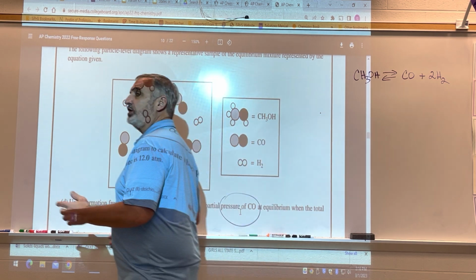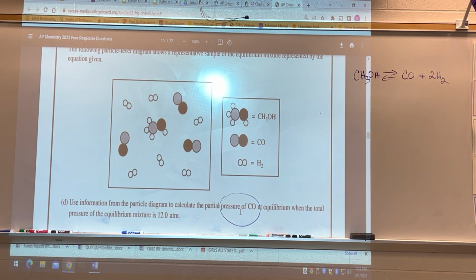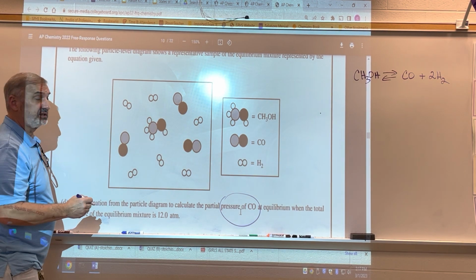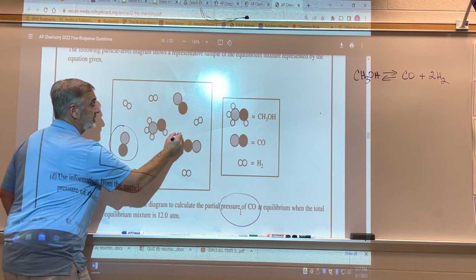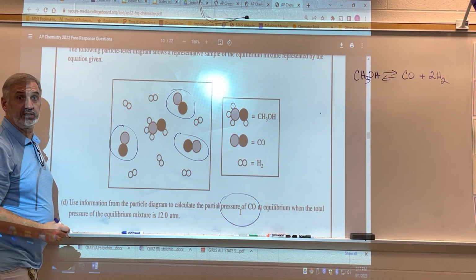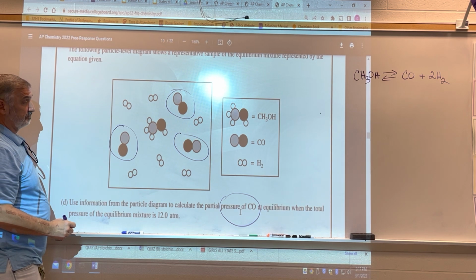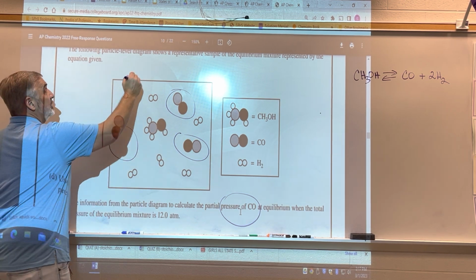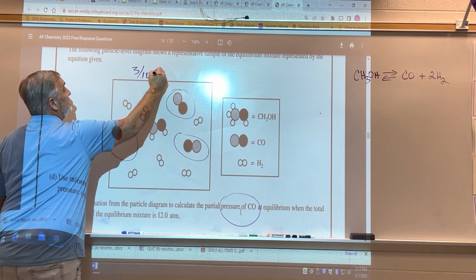There you go, because what causes pressure? Collisions. Whichever one has the most number of molecules has the most number of collisions, which is going to exert the greatest part of the pressure. Correct? So Kaylee, keep going. So how many COs do we have? There are 3 CO. 1, 2, 3. How many particles total are there? I think 10. So 3 out of 10 are CO.